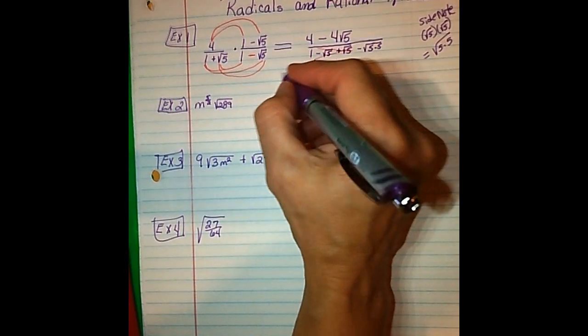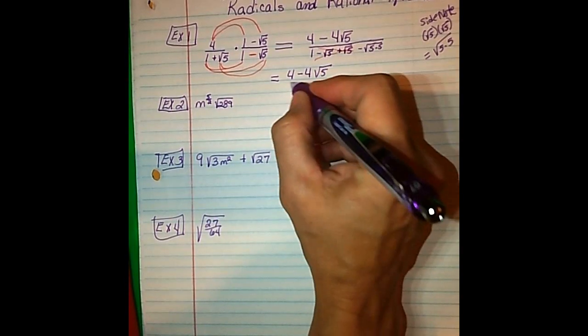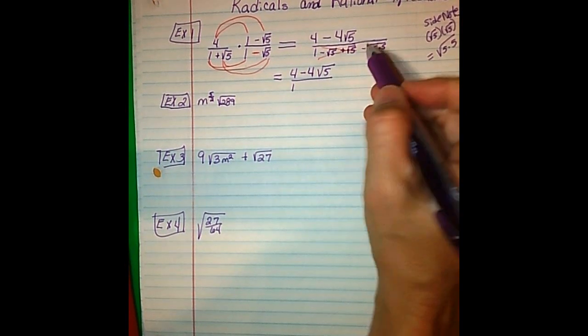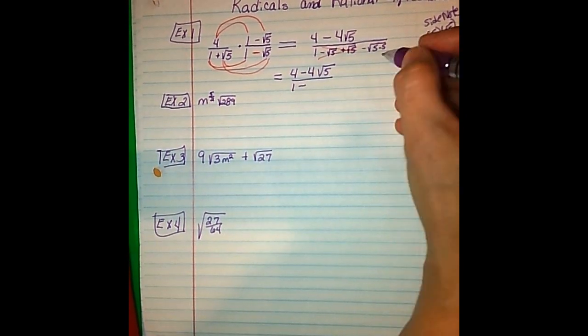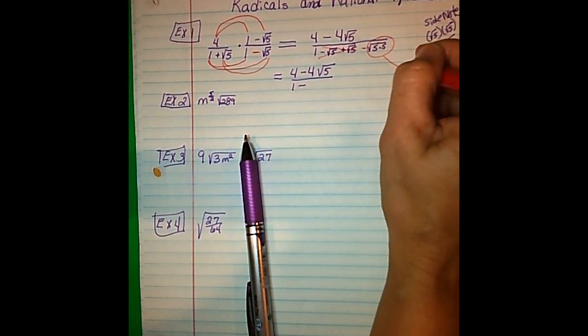So let's clean this up. My top number, I got 4 minus 4 square root of 5 all over 1 minus, well, over here on this side, let's talk a little bit more about this.